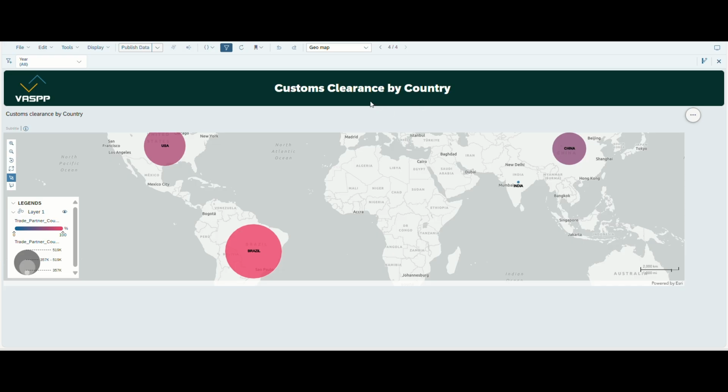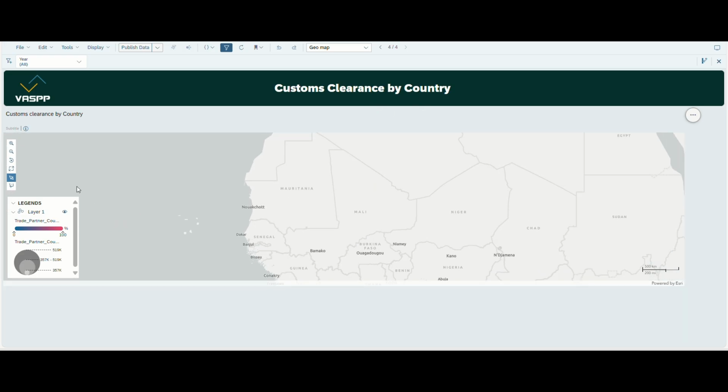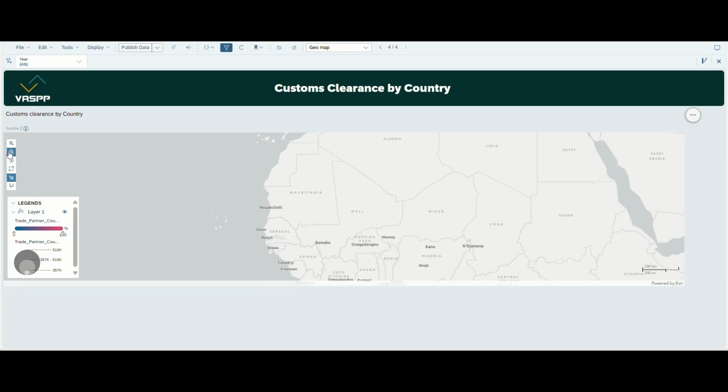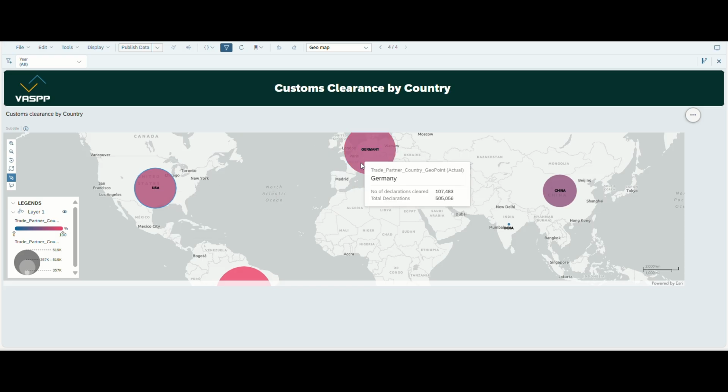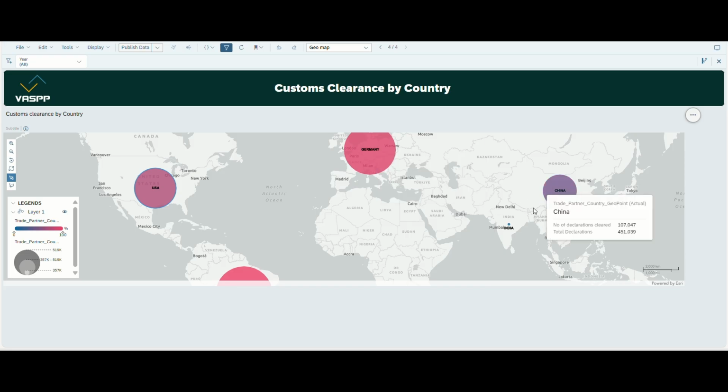This final page gives you a global lens on customs clearance performance across countries. The interactive geo-map highlights customs clearance rates by trade partner nations, instantly revealing where your processes are seamless and where red flags exist. Countries shaded darker represent higher clearance rates, while lighter shades indicate potential friction.